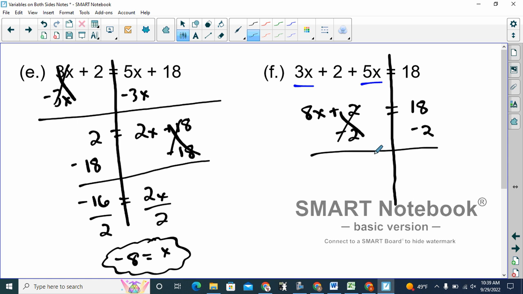Minus 2 on both sides. Divide both sides by 8. I get x equals 2.